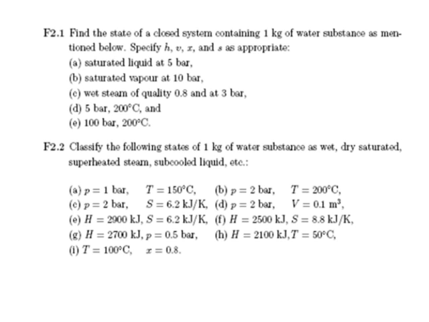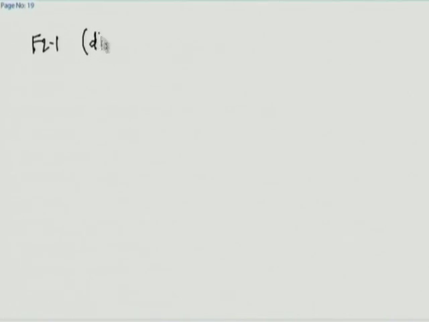A and B, it is very clear, we are given saturated liquid at 5 bar and saturated vapor, unless otherwise mentioned, saturated vapor is dry saturated vapor at 10 bar. So, you can read out these properties from the steam table. Now, look at D and E. Here we have a P naught given and a T naught given. And we have to determine first whether it is subcooled liquid, or superheated steam, and then read out the other properties.